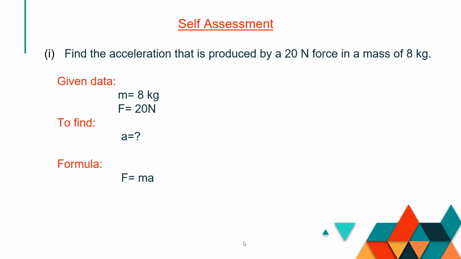Now for some self-assessment, I have some numericals for you which you have to solve for yourself. First one is: find the acceleration that is produced by a 20 Newton force in a mass of 8 kg. Given data is, you are given the mass of the body, which is 8 kg. So you will write m equal to 8 kg. Next you are given the force, which is 20 Newton. So you will write force equal to 20 Newton.